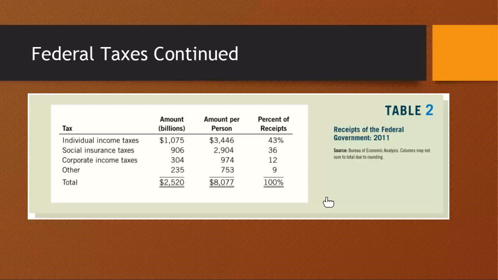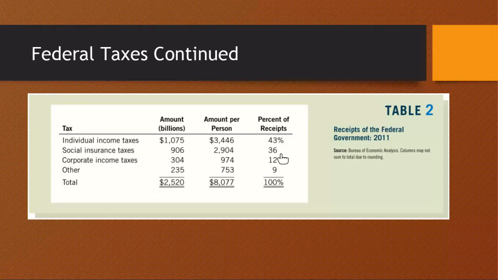Now, a couple of things I want you to know. Notice that the first, individual income taxes, is 43% of government receipts. What this is saying is that 43% of all government tax comes from collecting off of our income. So this is important because this tells us income is the key source of government revenue. But you also have social insurance taxes, which are 36% of the revenue.